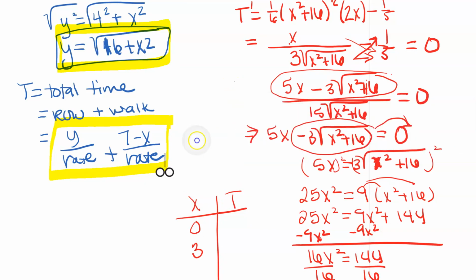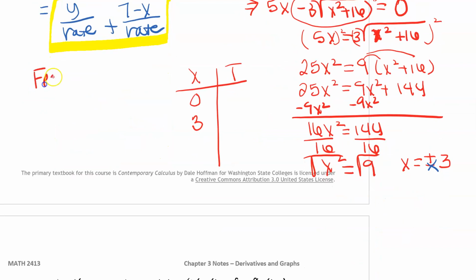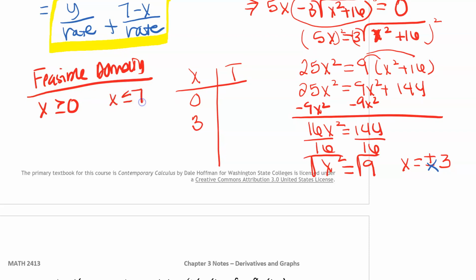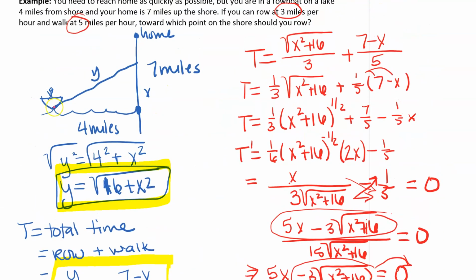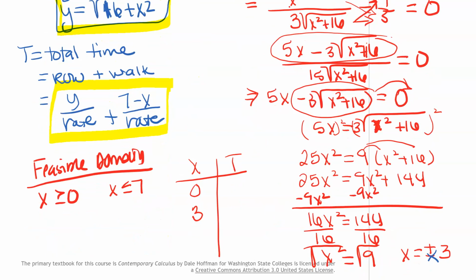And then let's talk about the feasible domain for the largest one. So looking at the feasible domain, we know that x has to be greater than or equal to 0 by that conversation we just had. And we know that x has to be also less than or equal to 7 because if we row all the way over here to the shore, then we have 7 miles maximum that we could actually walk. And so that would be 7 as the largest it could be. And so we know that we are going to have to be between 0 and 7.